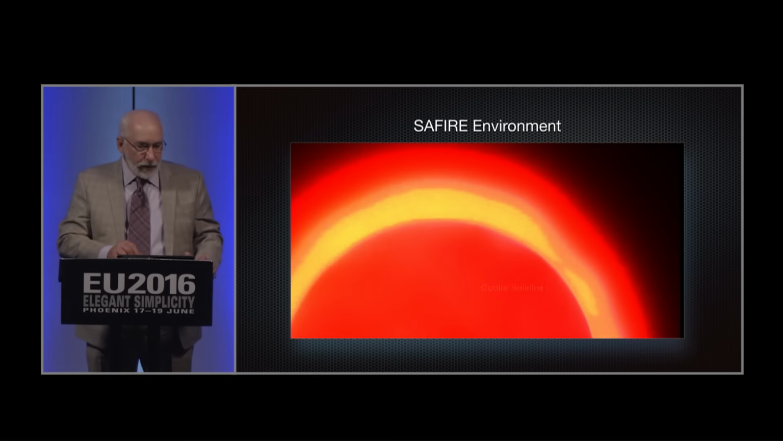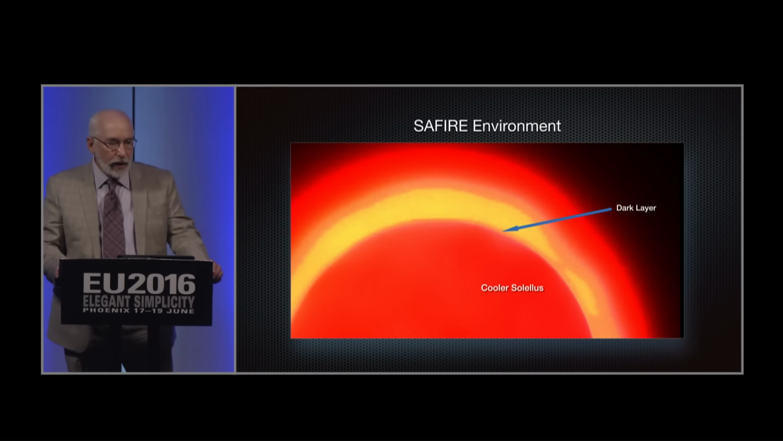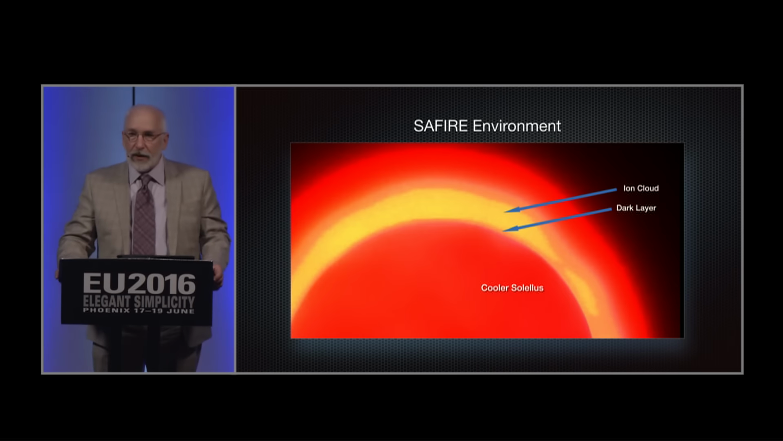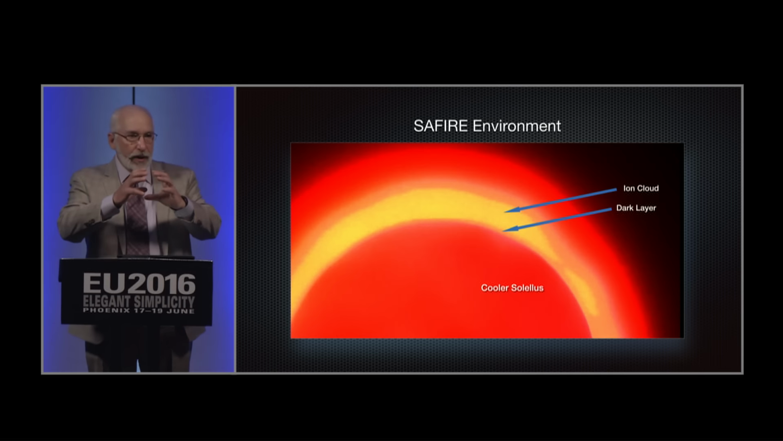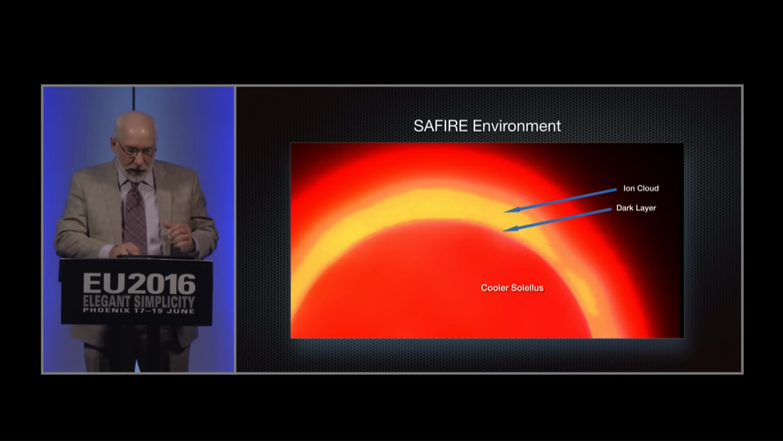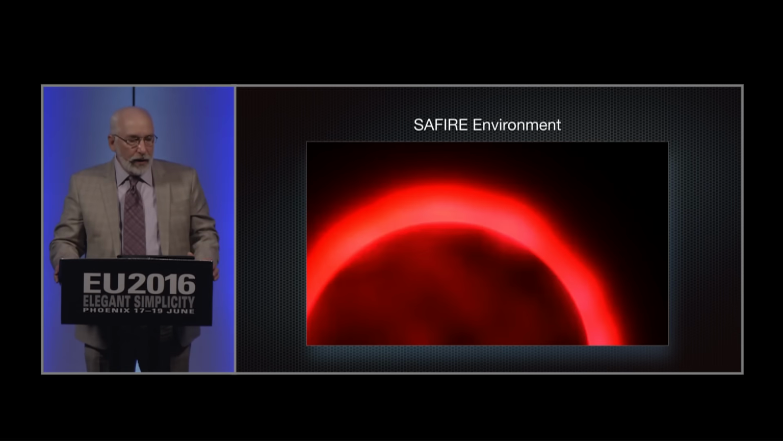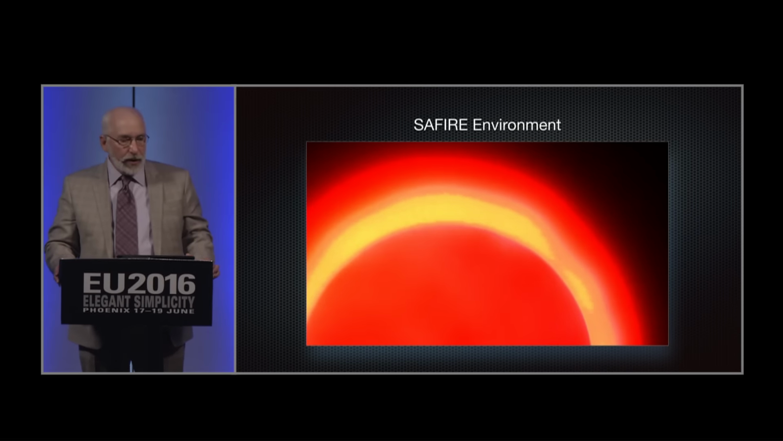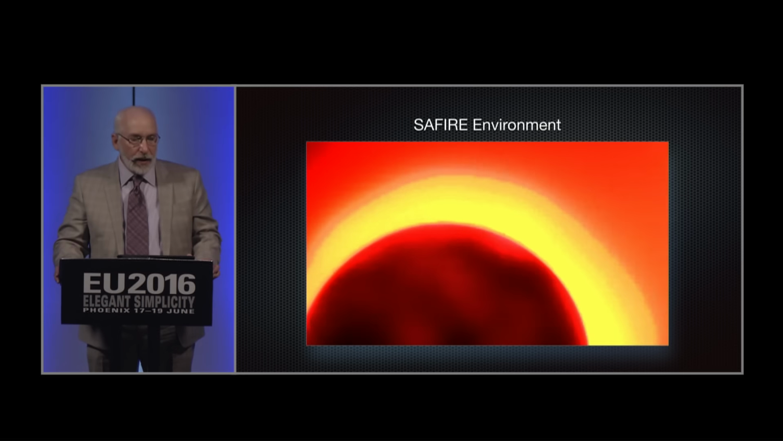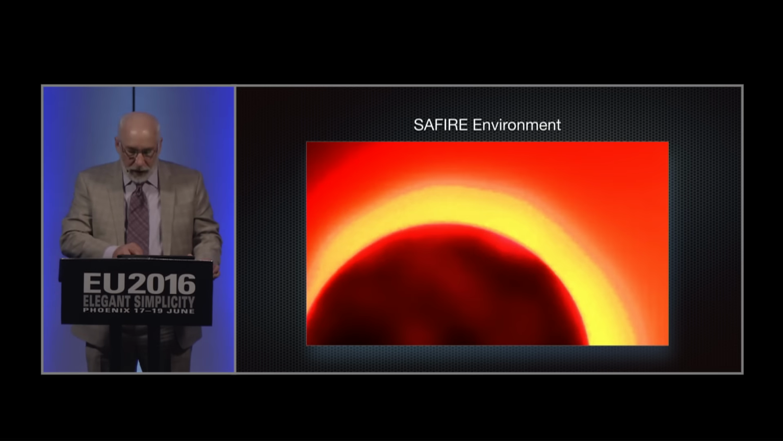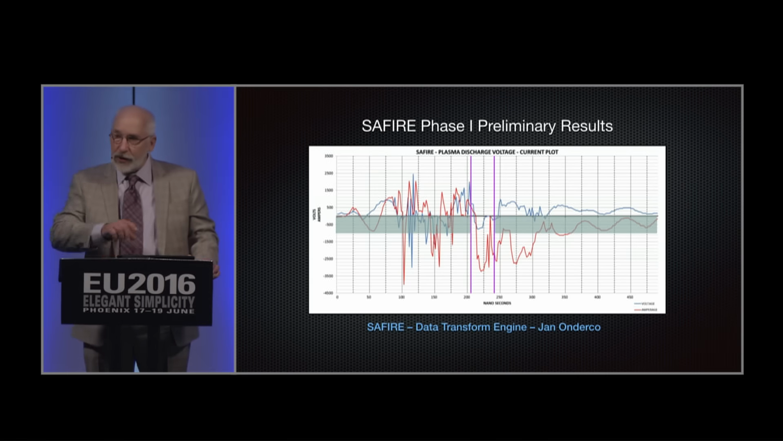Further to this, as some of you know, we saw a dark or an extremely intense ion cloud build up around the core, and this is very common for what we see happen in SAFIRE. And when it did, it would blow off into the chamber. And when that happened, it would often release power surges of over 10 million watts.